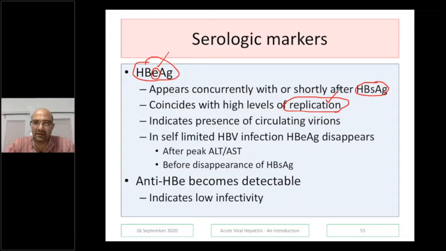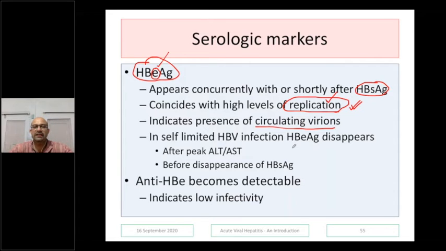The question is asked both ways: if the idea is to identify replication, which marker is to be seen? That is hepatitis B E antigen. And if hepatitis B E antigen is present, what does it signify? It signifies that the virus is replicating actively. And if the virus is replicating actively, this also means that the person is highly infectious. He can spread the viral illness. It indicates the presence of circulating virions.